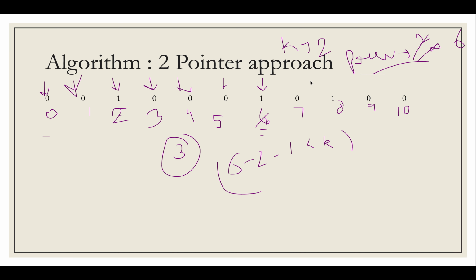Move ahead, 7, then we get 8. So 8 minus the previous index 6, minus 1. 8 minus 6 is 2. 2 minus 1 is 1. 1 is less than 2, which is our limit, and hence we abort the process. It's a failure case. Return false from this.